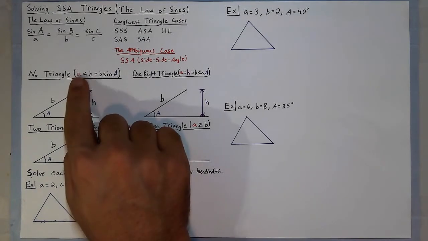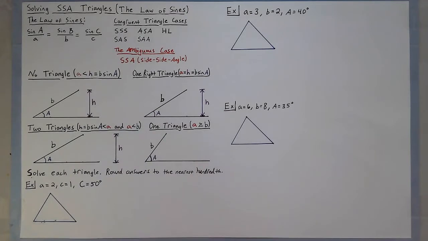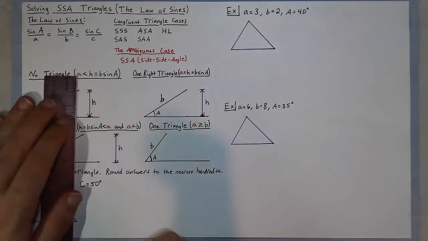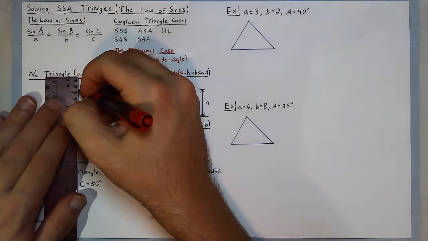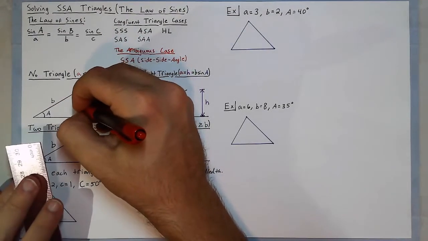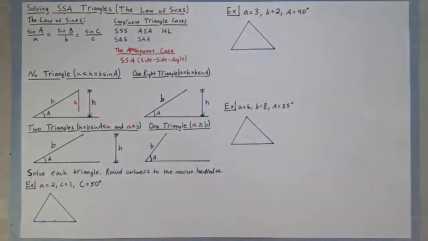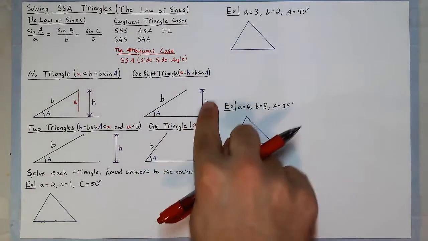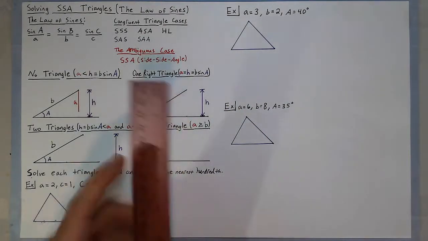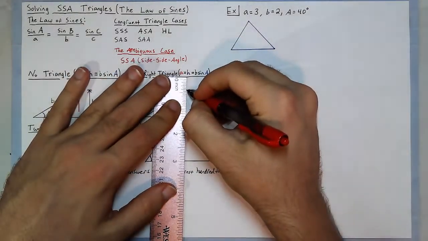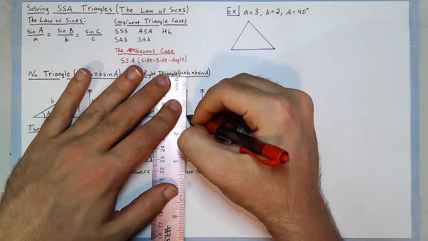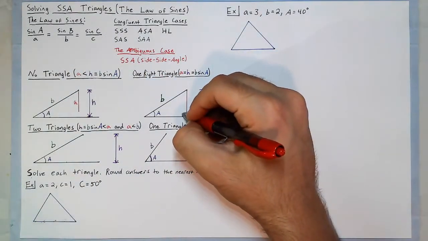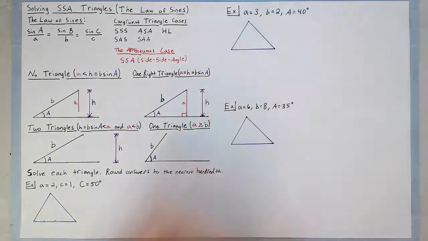But let's say that the value for a was less than the height. If I try to draw that, I can go straight down to try to reach the other side. But if a is smaller than the height, then there's no way for me to get a triangle, and therefore we say this is a no triangle case. Now let's say that a is exactly the same as the height. Then I have to go straight down to reach it, and by doing so it's going to create a right angle for the triangle, but you do have one triangle that works.